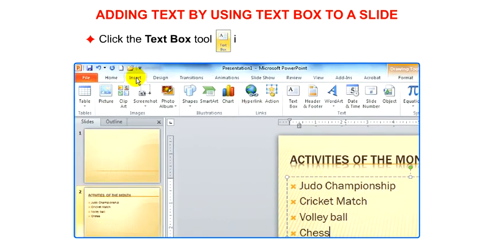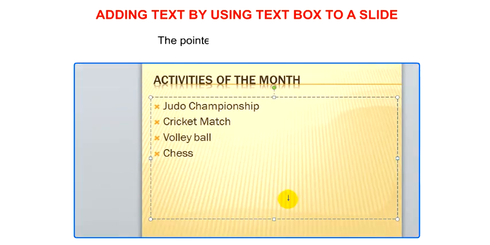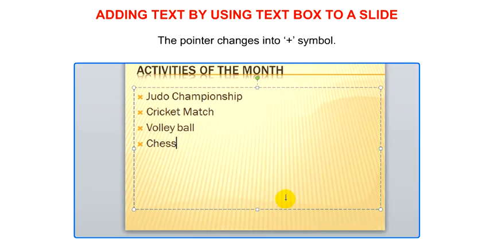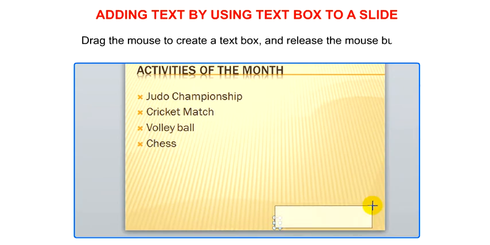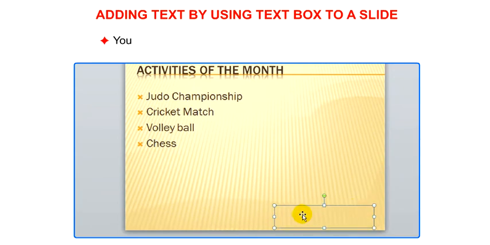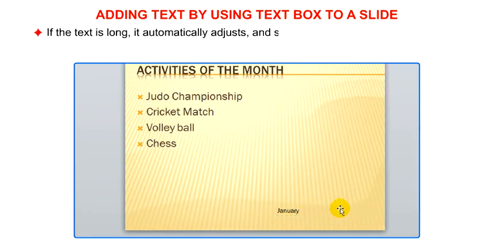Click the Text box tool in the Text group on the Insert tab. The pointer changes into plus symbol. Drag the mouse to create a text box and release the mouse button. You will get a rectangular box with an insertion point in it. Enter the text January. If the text is long, it automatically adjusts and shifts to the next line, keeping the box area in view.